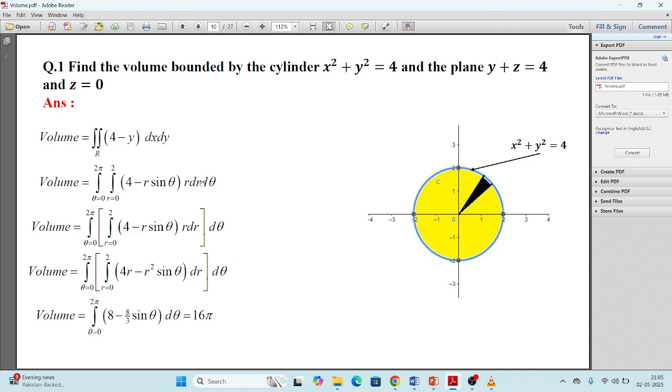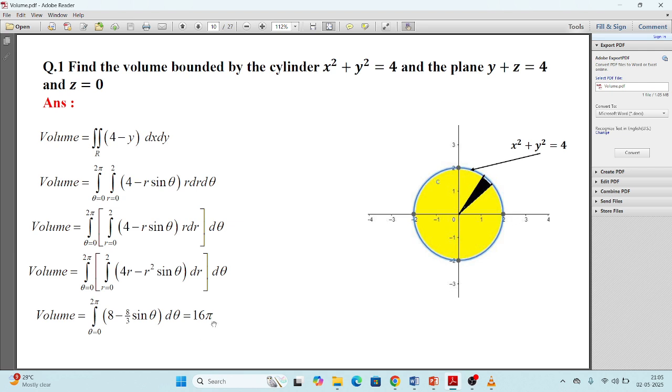The same conversion that we studied in polar, we will use that. And by evaluating the integration with respect to r, first with r, you get 4 times r, the integration of r, this r is multiplied, so 4r, and this is r square. On integrating, 4r square by 2, and this is r cube by 3. So this will be the integration after substituting the limits 0 to 2. Further evaluating with respect to theta, the answer will be 16 pi.